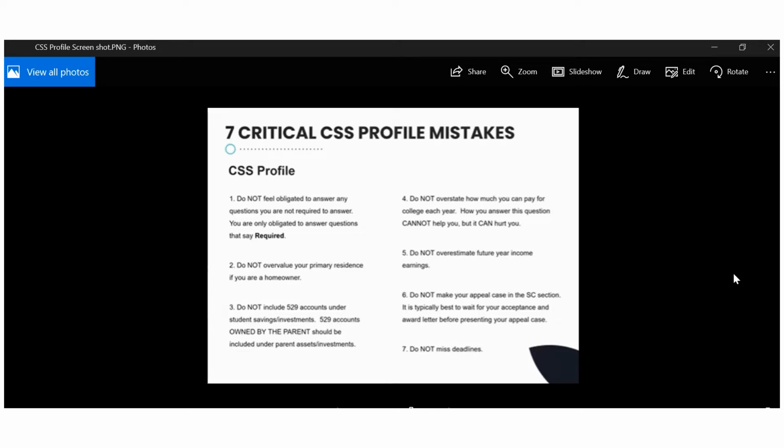Again, do not overestimate future year income earnings. And I will talk more about that when we get there. And number 6, you want to talk with your college counselor about how to write an appeal in the special circumstances section. Okay, so please don't submit anything without talking through that with your college counselor, because how you word that and how you enter that information is critical. And again, just do not miss any deadlines.